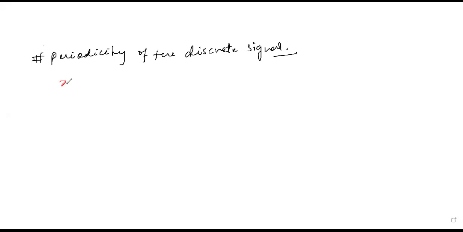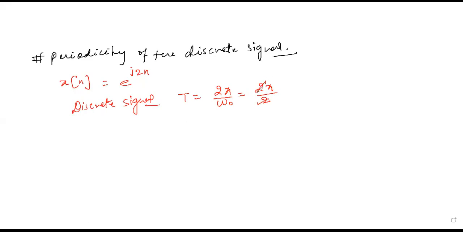Let's say any function x of n having e raised to power j2n. So when you put t equal to n here, this becomes your discrete signal. If it is a continuous signal, then this is periodic. But in the case of a discrete signal, the time period T equals 2 pi by omega naught, and this is 2 pi by 2. This is equal to pi, which is an irrational number.